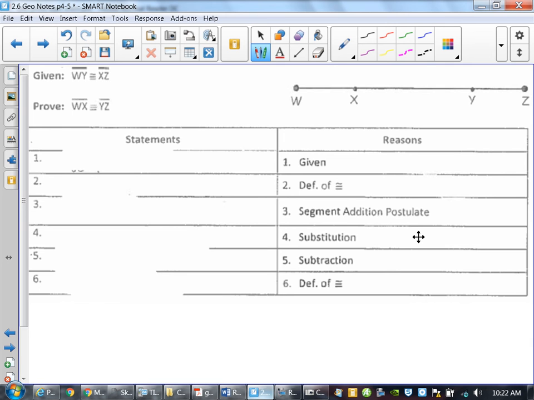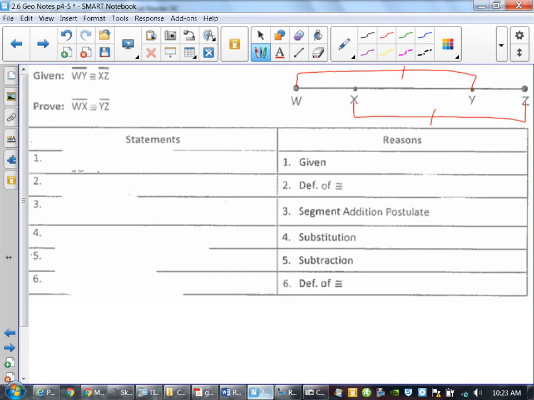So before we start into the problem, we're going to look at our givens and try to figure out what they are trying to show us, so that we get the sense of what steps are going to be needed to make sure it works. Well, according to the given statement, it says that WY is congruent to XZ.